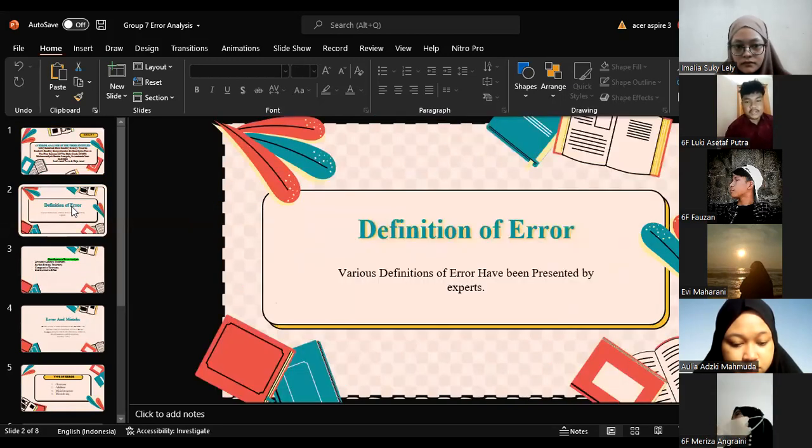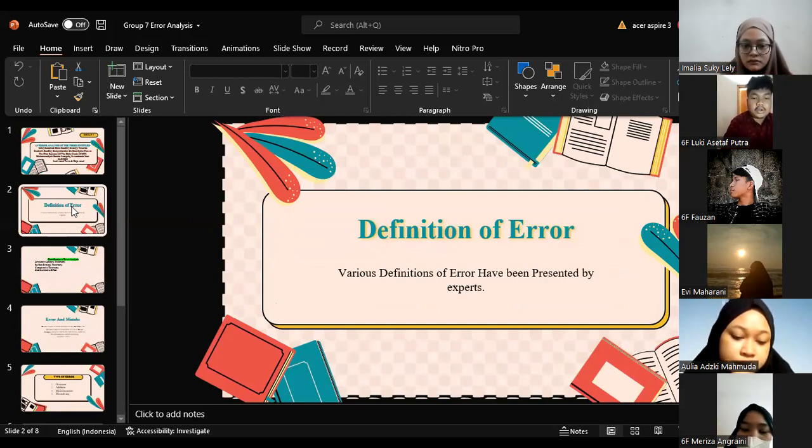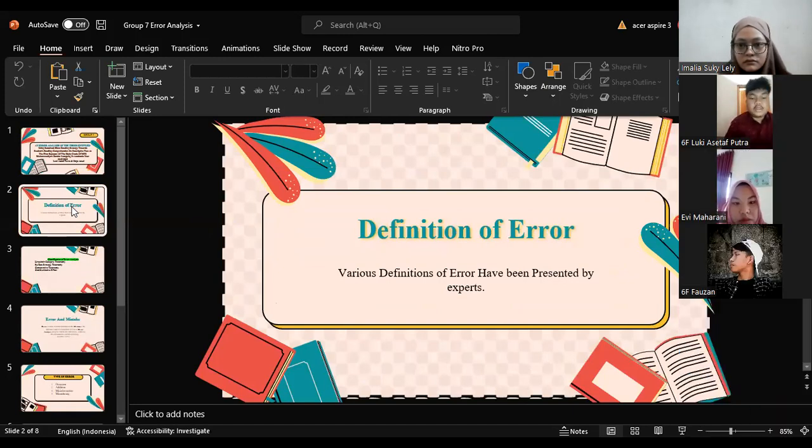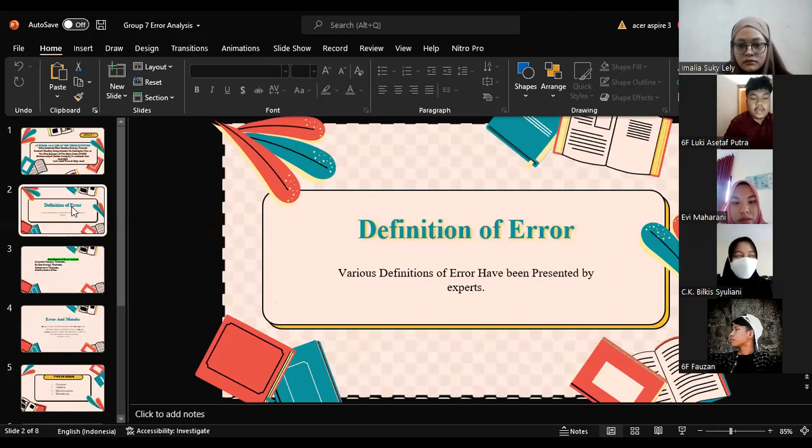What is the definition of error? Various definitions of error have been presented by experts. Basically, those definitions contain the same meaning, while the difference lies only in the ways they formulate them. These definitions are adequate to reveal the errors showing up in the written text.